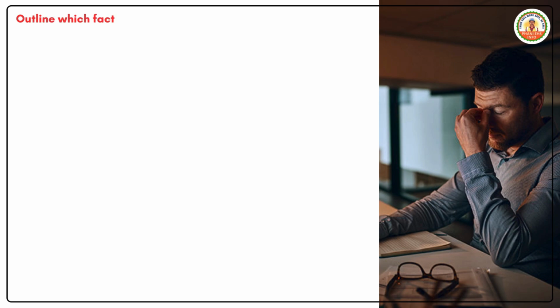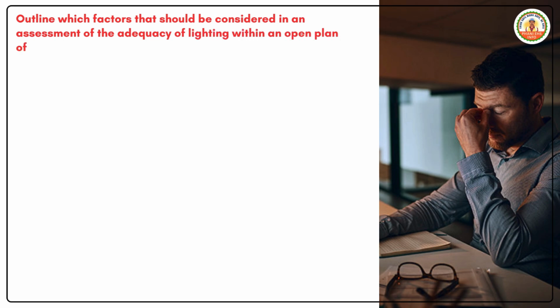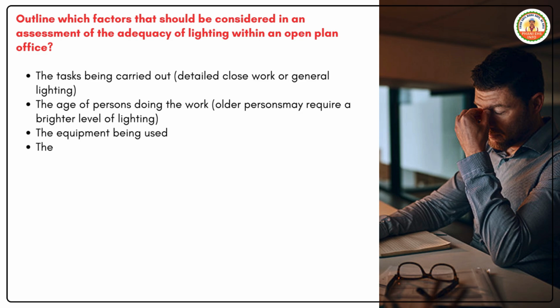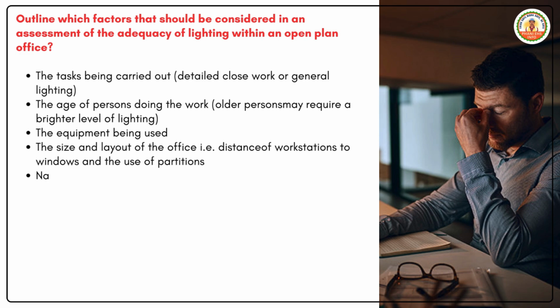Outline which factors should be considered in an assessment of the adequacy of lighting within an open plan office. The tasks being carried out, detailed close work or general lighting. The age of persons doing the work. Older persons may require a brighter level of lighting. The equipment being used. The size and layout of the office, eye distance of workstations to windows and the use of partitions. Natural light available at different times of the day and during the year, seasonal.